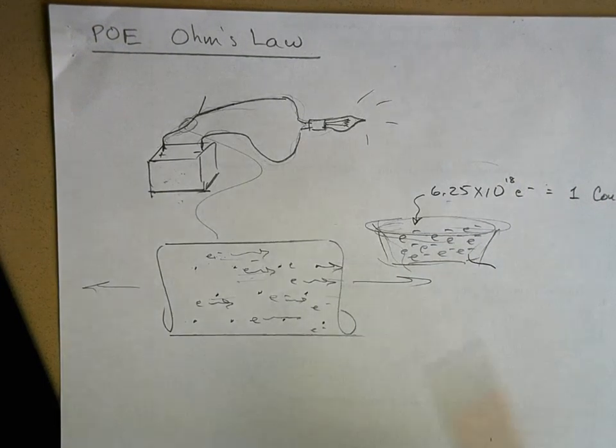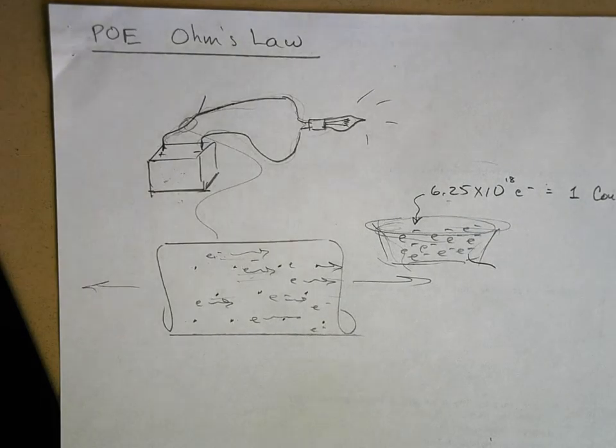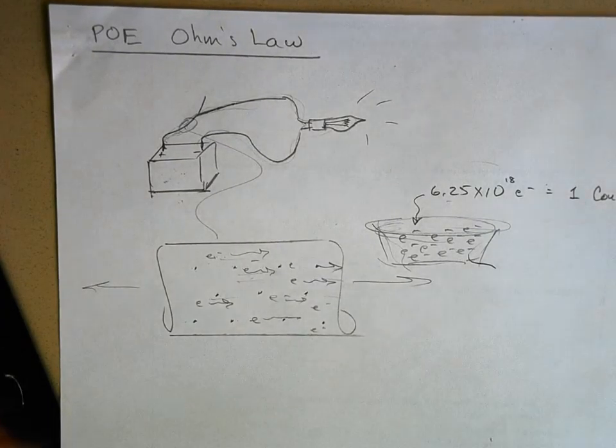Now, when they defined the coulomb, they didn't know that atoms were made out of protons, neutrons, and electrons. So the definition came from something else. But I'm not going to get into that. But just think of 1 coulomb of charge as being a huge batch of electrons that are flowing through a wire.